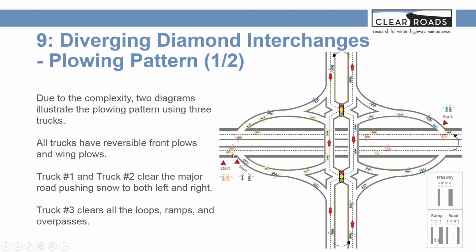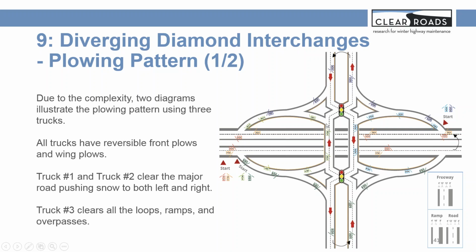And truck number 3 starts from the ramp, I would say the off ramp. So truck number 3 started past number 1. Here, use the front and left wing, stay to the left to clear the left shoulder part of this off ramp, and go across the crossover. Then we switch the plow, use the front plow and right wing, stay to the left, push snow to the right.